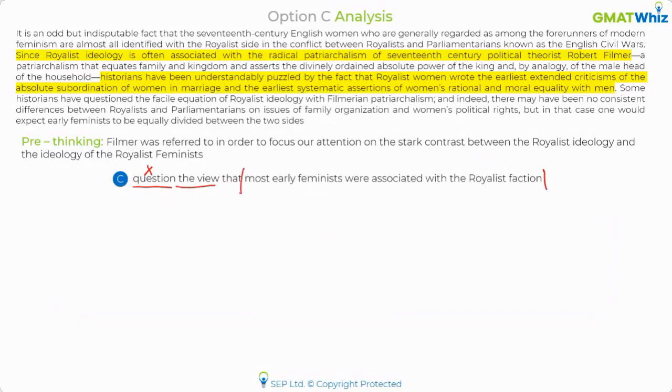Most early feminists were associated with the royalist faction. It's a fact, guys. Fact. English women, forerunner of modern feminism, are almost all identified with the royalist side. This is a fact, and the author finds it indisputable. So the author, this is a fact, and the author does not question it. The author does not question it.